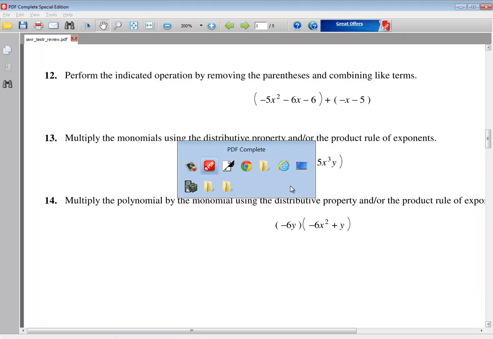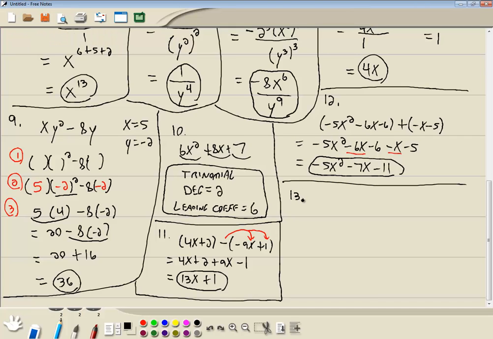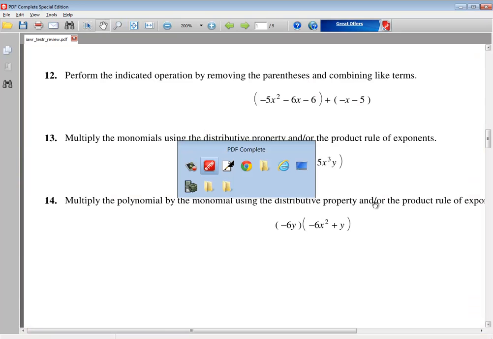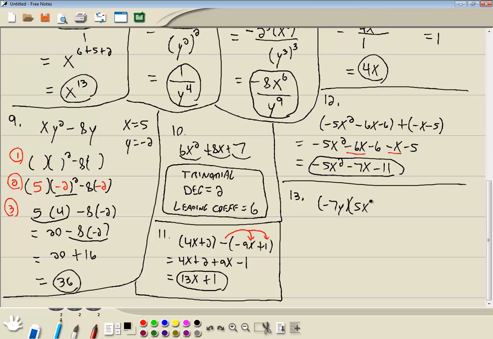13. We've got negative 7y, and we're multiplying that times 5x cubed y. This is a monomial times a monomial. And what you do is you multiply like items. Negative 7 times 5 is negative 35. So we multiply the numbers together first. Multiply the x's. Well, this one doesn't have an x, but this one does. So I'll just write down x to the third. Then multiply the y's. y times y gives us y squared. And that's our answer.